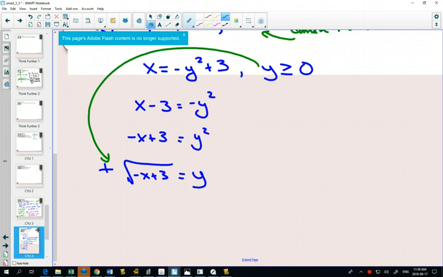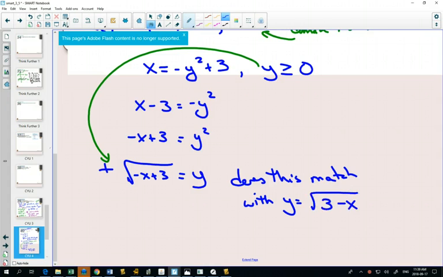And our question is, does this match with y equals the square root of 3 minus x? Is the square root of negative x plus 3 the same as the square root of 3 minus x? Yes. So we could say, yes, they are inverses.